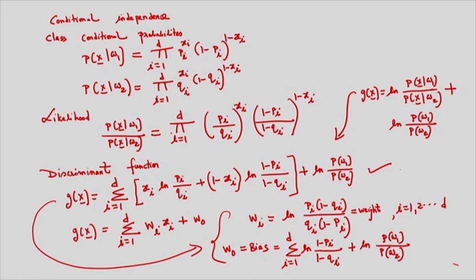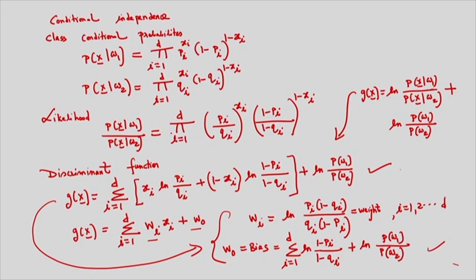So this Wi, that is the weight, we can represent like this. Weight is nothing but ln of pi into (1 minus qi) divided by qi into (1 minus pi), that is the weight. And W naught is the bias. So W naught is the bias and Wi is the weight. Bias also I can write like this. Now based on this weight Wi and also based on the bias W naught, I can take a classification decision.